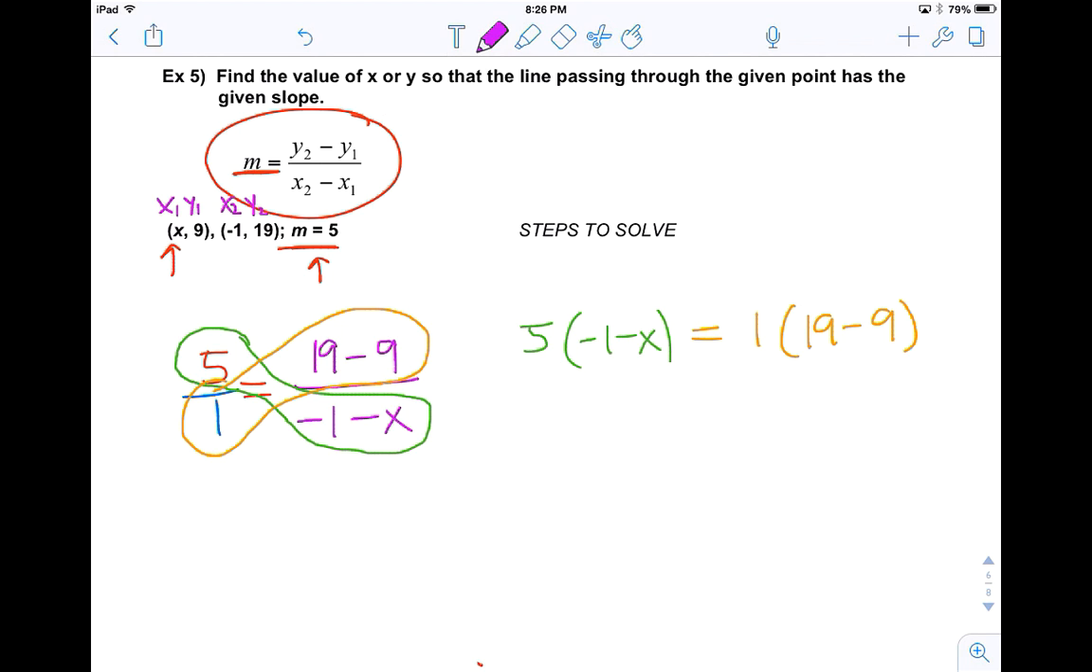So let's get solving. We have parentheses, so we're going to distribute. 5 times -1 gives us -5. 5 times -x gives us -5x. Then we'll distribute the 1. So 1 times 19 is 19. 1 times -9 is -9. Okay, then we can combine like terms. There are no like terms on the left here, because one of those terms has an x, but on the right side, neither one of those has a variable, so we can combine those. So 19 minus 9 is going to make that 10.